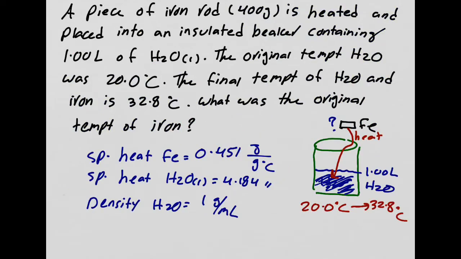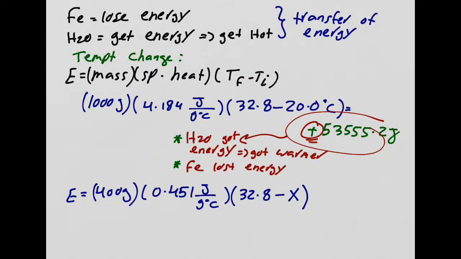Again, we know that what happened is I heated this up. I don't know how much I heated it up. But the final temperature of water and iron was 32.8. So what I'm trying to figure out is this one right here. That's what I'm trying to solve. Now, I cannot have two variables. That's not going to happen. But I don't have two variables.